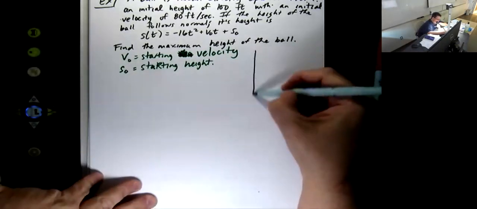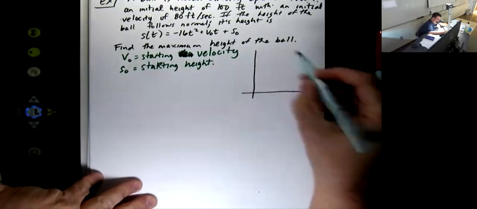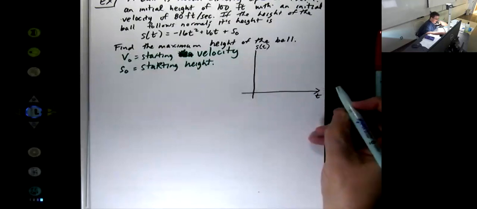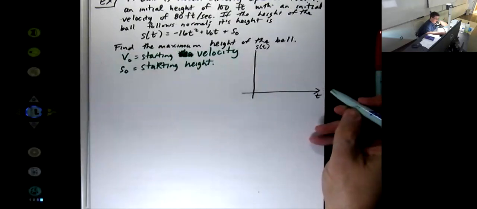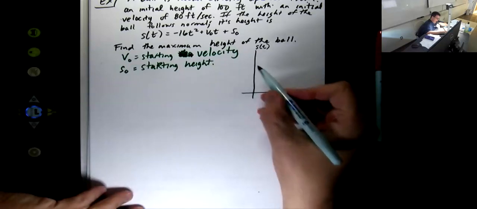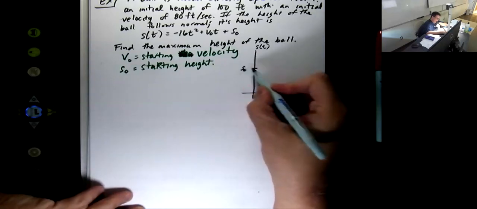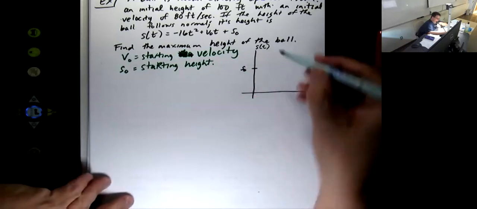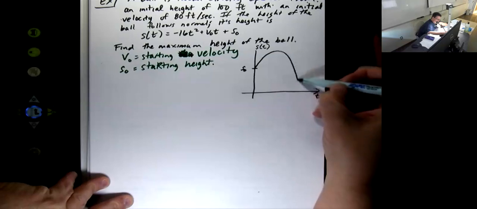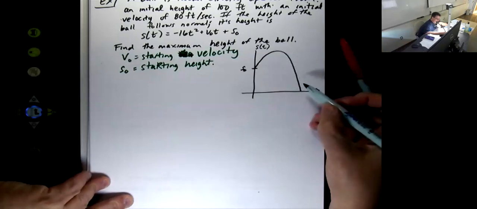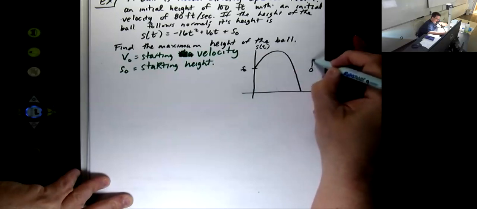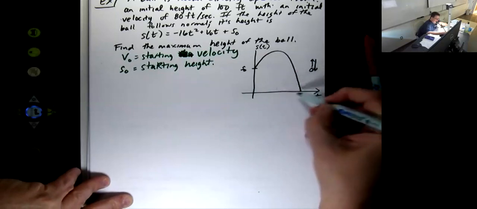If we measure this as s of t in terms of t, s naught is the y-intercept. It's where it starts. And it's going to follow some trajectory like this. The ball is really going just straight up and then straight down.